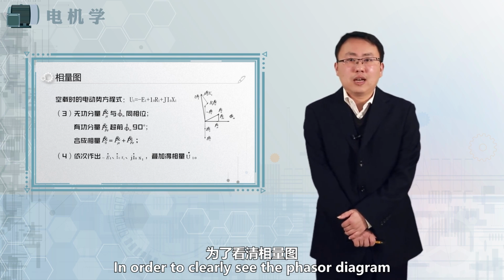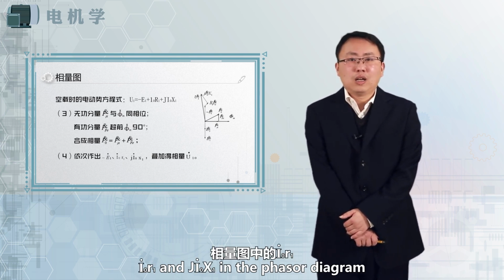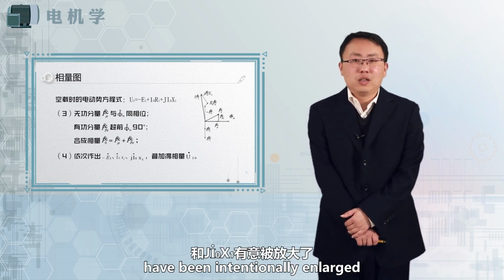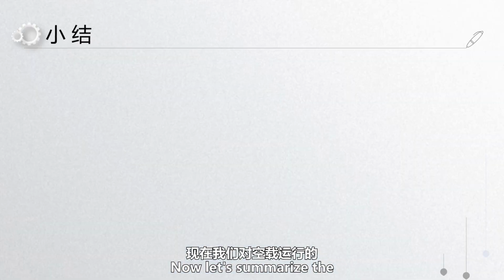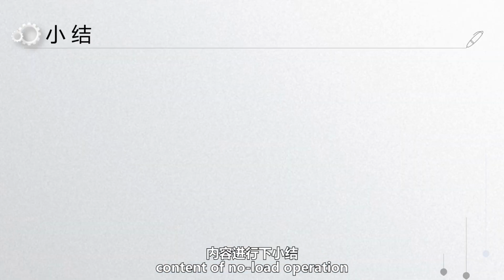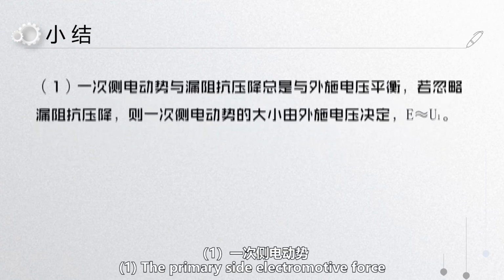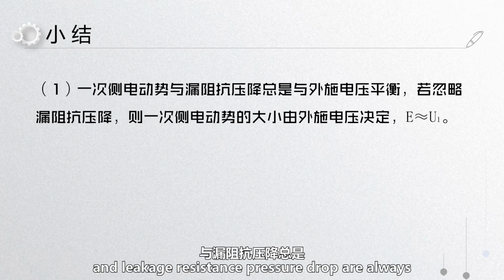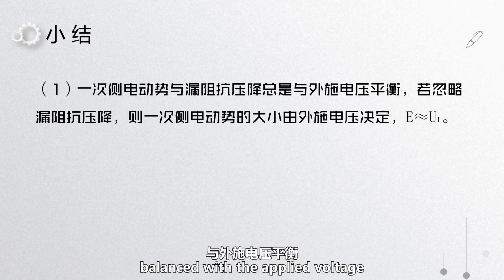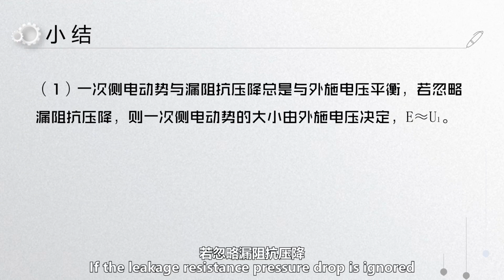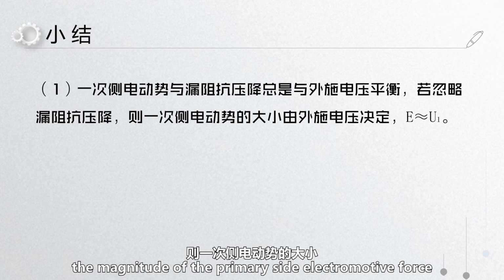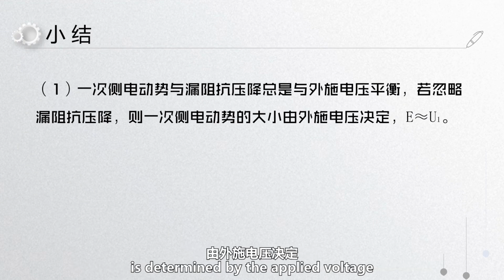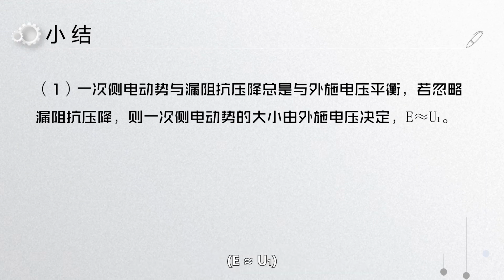In order to clearly see the phasor diagram, I0R1 and jI0X1 in the phasor diagram have been intentionally enlarged. Now let's summarize the content of no-load operation. First, the primary side electromotive force and leakage impedance voltage drop are always balanced with the applied voltage. If the leakage impedance voltage drop is ignored, the magnitude of the primary side electromotive force is determined by the applied voltage. E1 approximately equals U1.